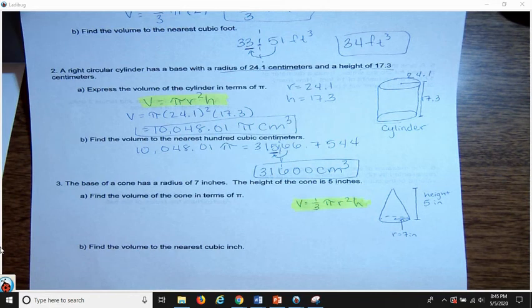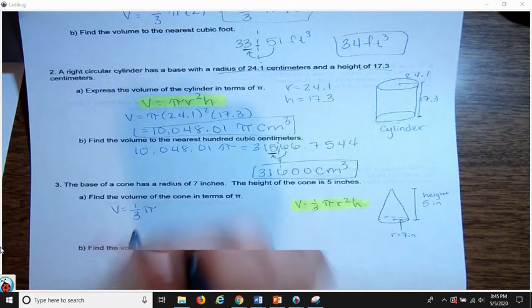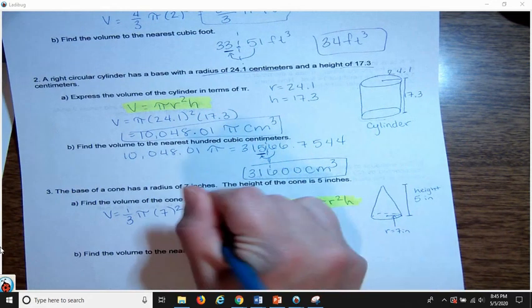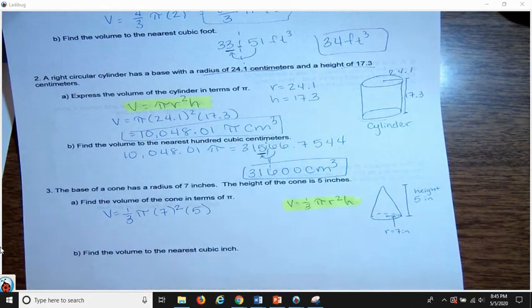So radius is 7. We are squaring that. And then we have height, which is 5, multiplying that in. Now 7 squared is 49, and 49 times 5 is almost 50 times 5, which would be 250. And then I need to subtract, so 245. Let's double check it. So 49 times 5, 245, sweet. And then we divide that by 3.